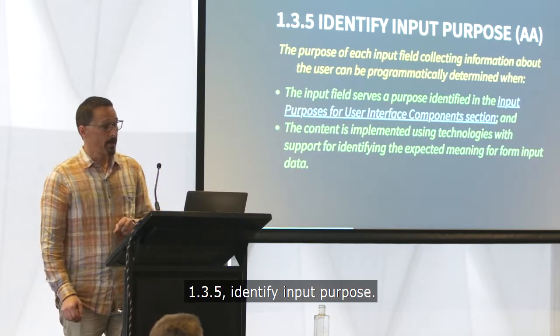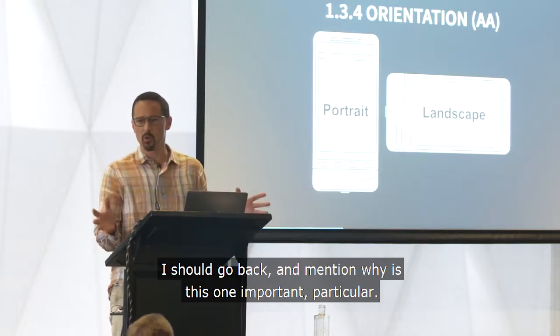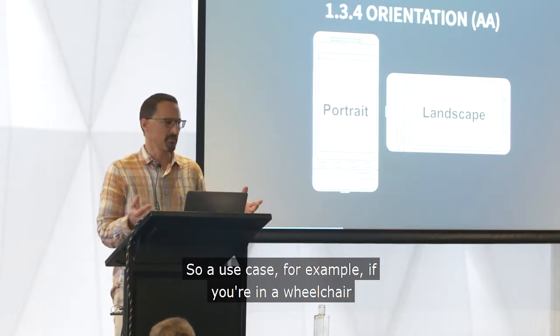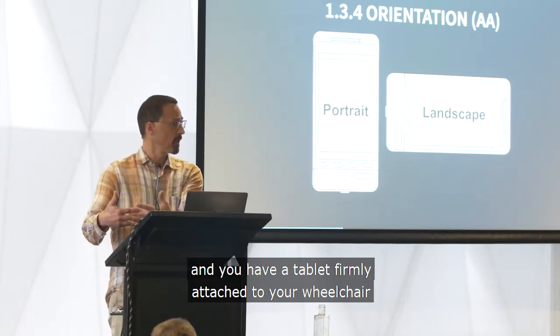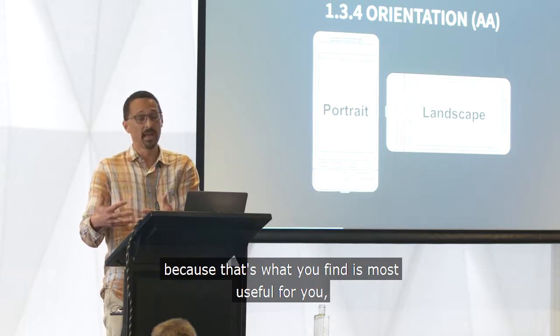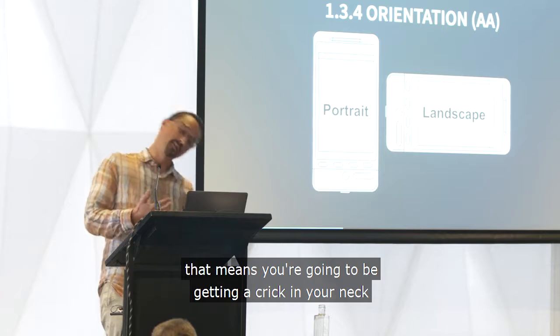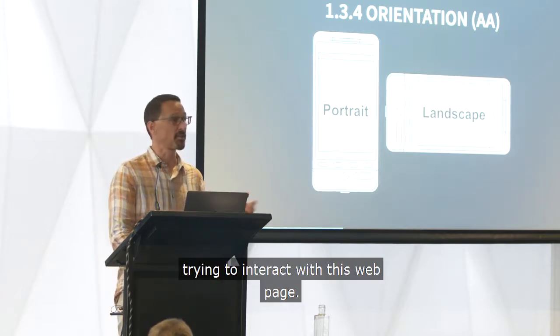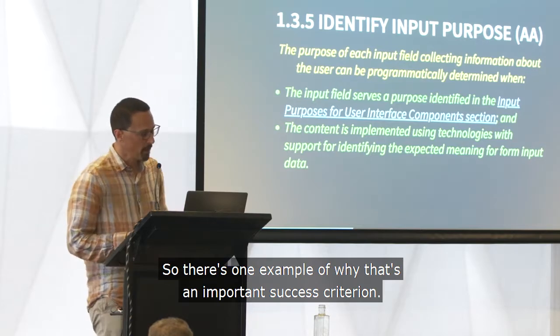135, identify input purpose. Oh, I should go back. I mentioned why this one is important in particular. So a use case, for example: if you're in a wheelchair and you have a tablet firmly attached to your wheelchair, in landscape mode, because that's what you find is most useful for you, and then the website is locked in portrait mode, that means you're going to be getting a crick in your neck trying to interact with this web page. So there's one example of why that's an important success criterion.